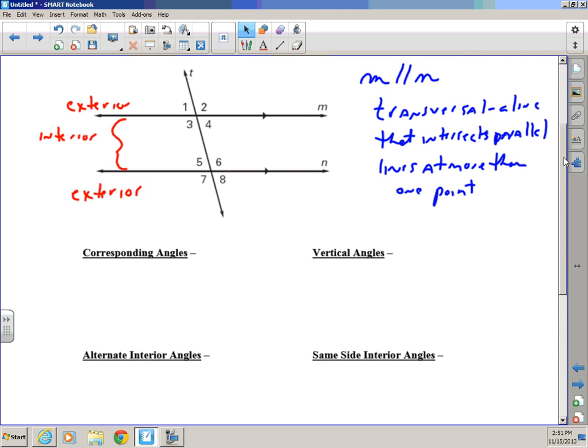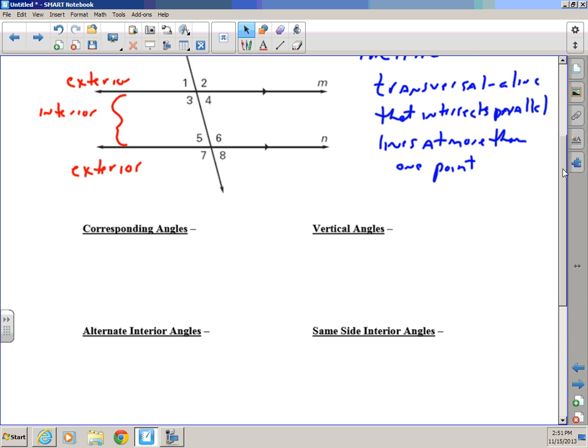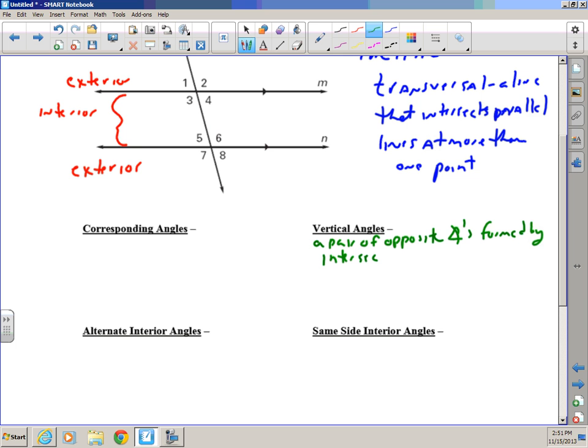Now, before we do that, let's just go back to vertical angles. What we said before is they are a pair of opposite angles formed by intersecting lines. Okay? Now, we've already done this, but our four pairs of vertical angles are 1 and 4, 2 and 3, 5 and 8, and 6 and 7. And as we've already said before, they are congruent.